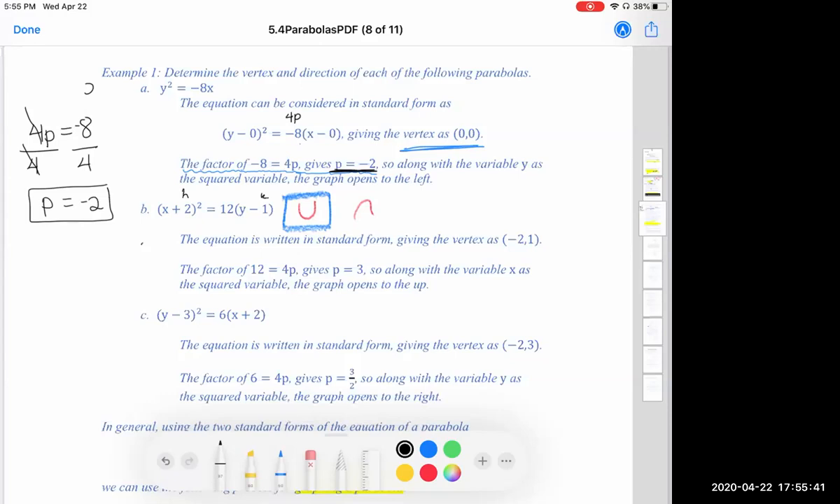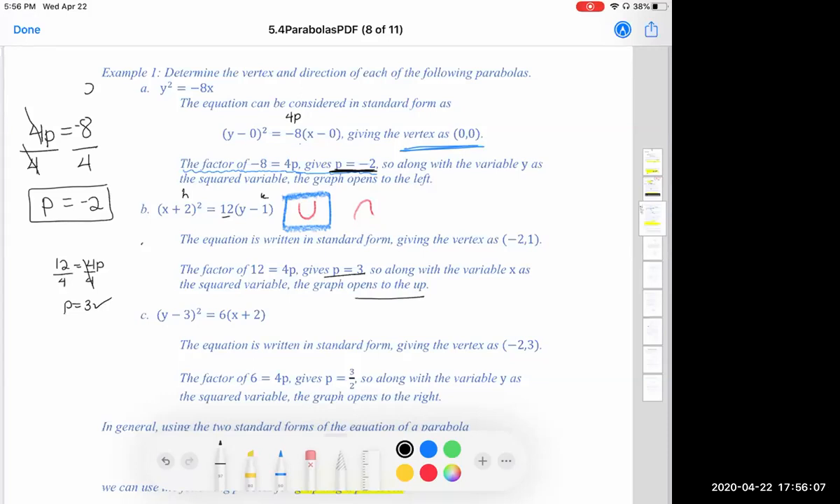The factor of 12 equals 4p gives 3. So just set your 12 equal to 4p. 12 is equal to 4p. Divide by 4, divide by 4. 12 divided by 4 gives us 3. p is equal to 3. So along with the variable x as the squared variable, the graph opens up.